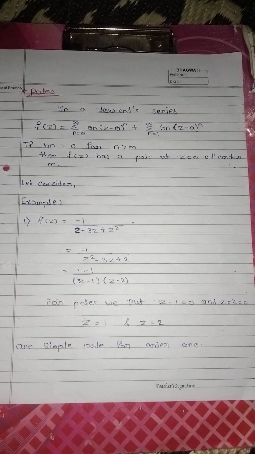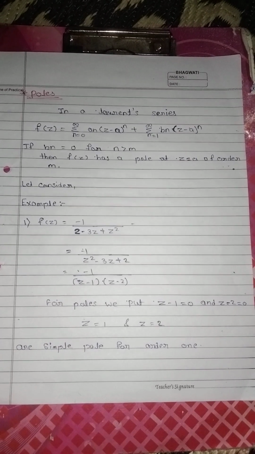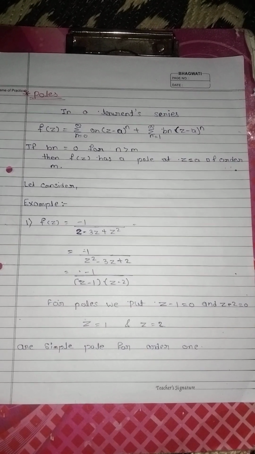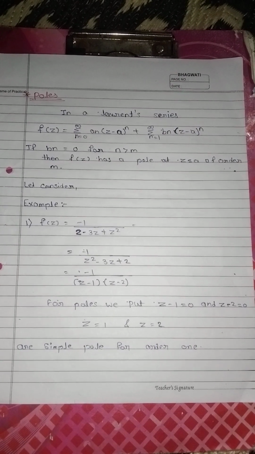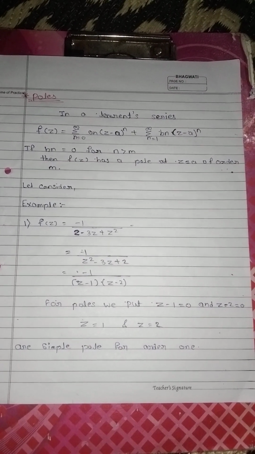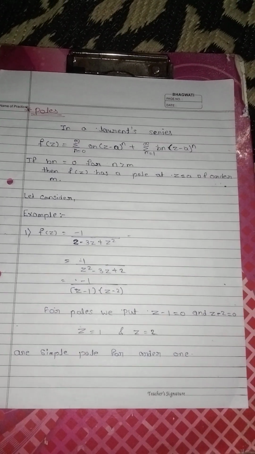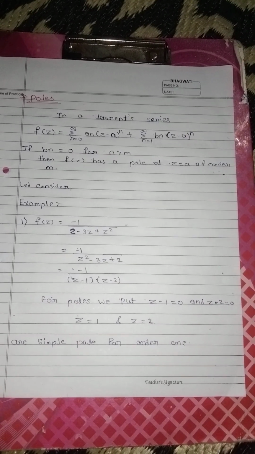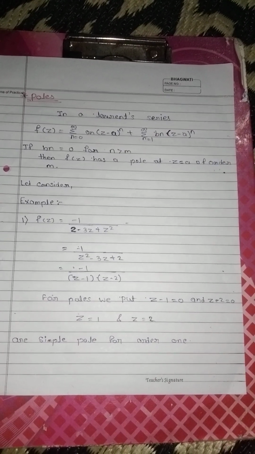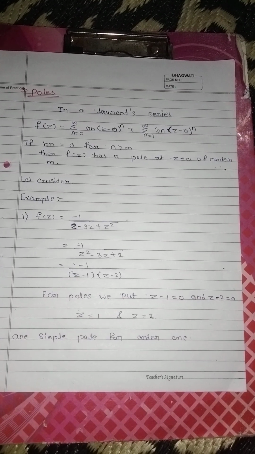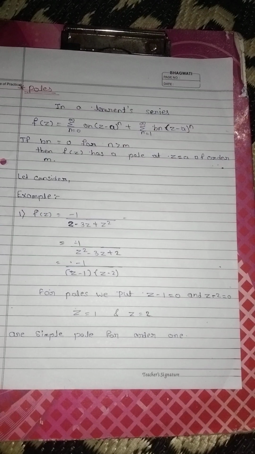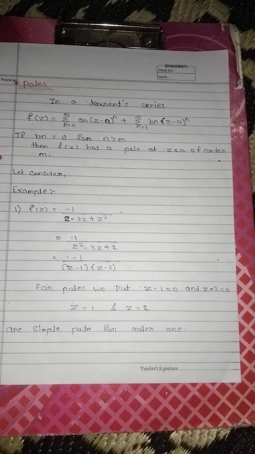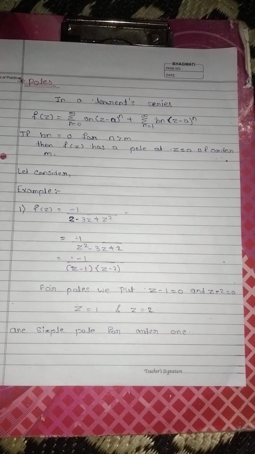Let's consider examples of poles. First, f of z is equal to 1 divided by 2 minus 3z plus z square, that is, 1 divided by z square minus 3z plus 2. Now factorize: 1 upon (z minus 1) into (z minus 2). For poles we put z minus 1 equal to 0 and z minus 2 equal to 0. So z equal to 1 and z equal to 2 are simple poles, of order 1.